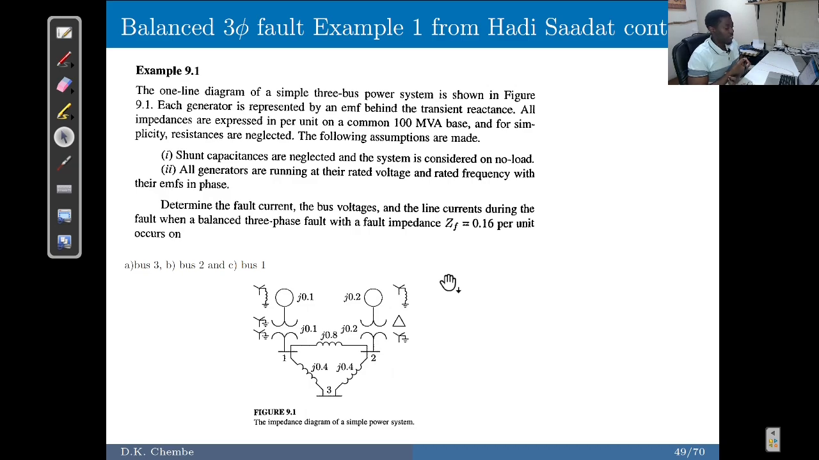Number 2, all generators are running at their rated voltage and rated frequency with their EMFs in phase. You have to determine the fault current, the bus voltages, and the line currents during the fault when a balanced three-phase fault with a fault impedance of ZF equal to 0.16 per unit occurs on A, bus 3, B, bus 2, C, bus 1. In this example, we're going to look at bus 3, and I will encourage you to repeat the process to find when the fault occurs on bus 2 and bus 1.